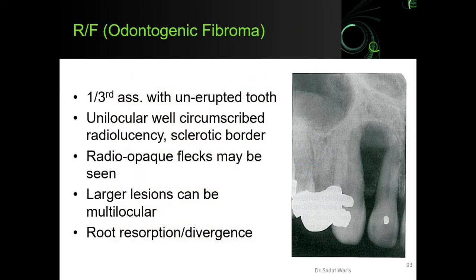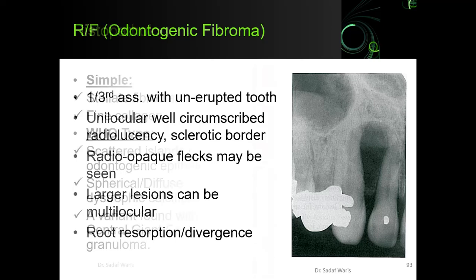The radiographic picture of the odontogenic fibroma shows a well-circumscribed unilocular radiolucency, and its borders are sclerotic. In some lesions, radiopaque flakes may be seen. As the lesion enlarges, multiloculations may develop within the odontogenic fibroma. These lesions are usually associated with root resorption of the associated teeth or root divergence.